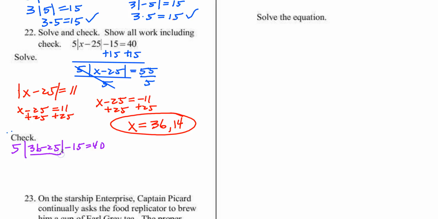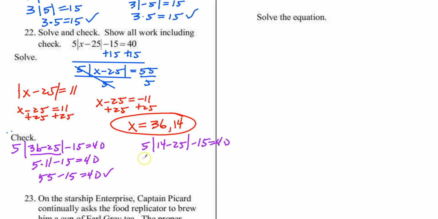36 minus 25 is 11. The absolute value of 11 is 11. So I have 5 times 11 minus 15 equals 40. So that's 55 minus 15 is 40. That is true. And then 5 times the absolute value of 14 minus 25 minus 15 equals 40.